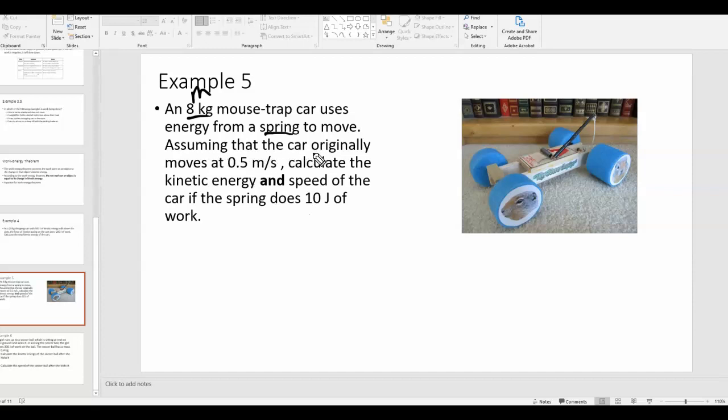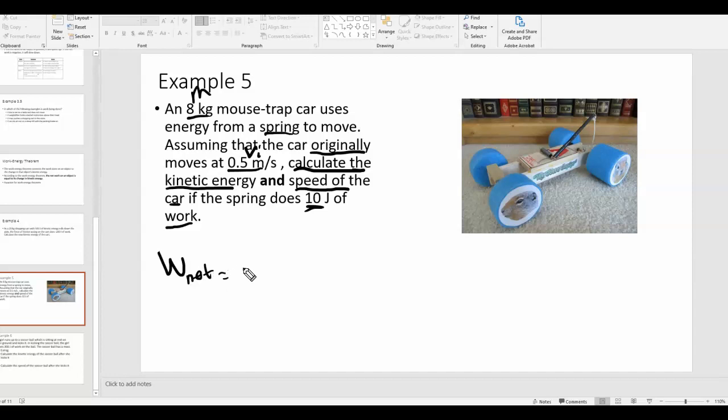Now it says, assuming that the car originally, that usually means initially, so this is probably the initial speed of the car. It initially moves at 0.5 meters per second. That's going to be my VI. It says calculate the kinetic energy and speed of the car if the spring does 10 joules of work. Okay, so they're talking about work. When you're doing a work problem, either you're using the work equation, which we're not going to be doing here because it doesn't say anything about force or distance, or you're most likely using the work energy theorem. Okay, so that's what I'm going to start with.